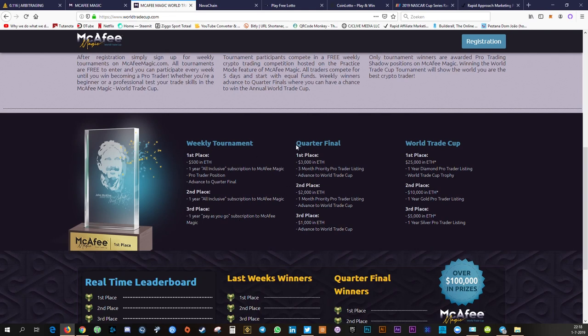If you're a good trader, then you will of course advance to the quarterfinal. And if you win, you will win $3,000 in Ethereum, get a 3 month priority pro trading listing, and advance to the World Trade Cup, which is like the final tournament. If you get second place, you will earn $2,000 in Ethereum, and get a 1 month priority pro trader listing. You would also advance to the World Trade Cup, and if you get third position, you will win $1,000 in Ethereum, and also advance to the World Trade Cup.